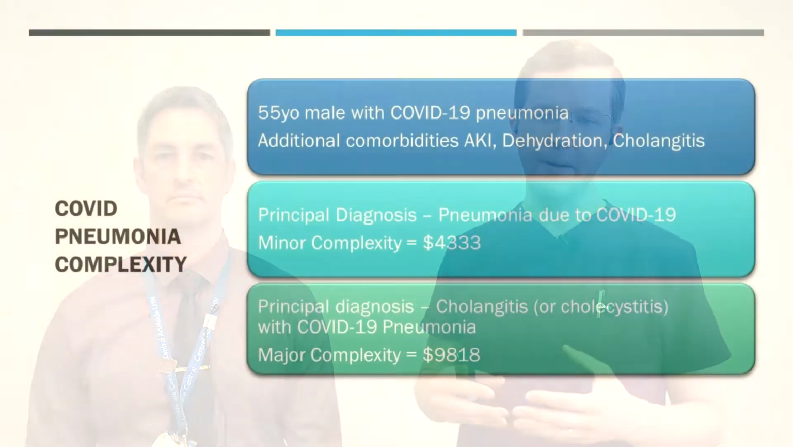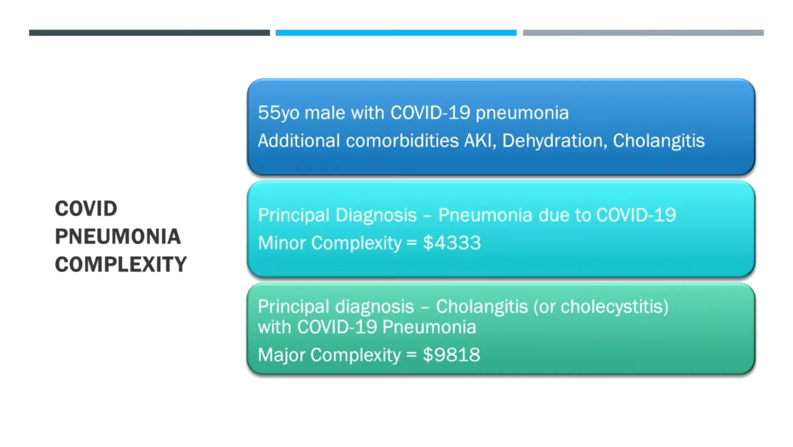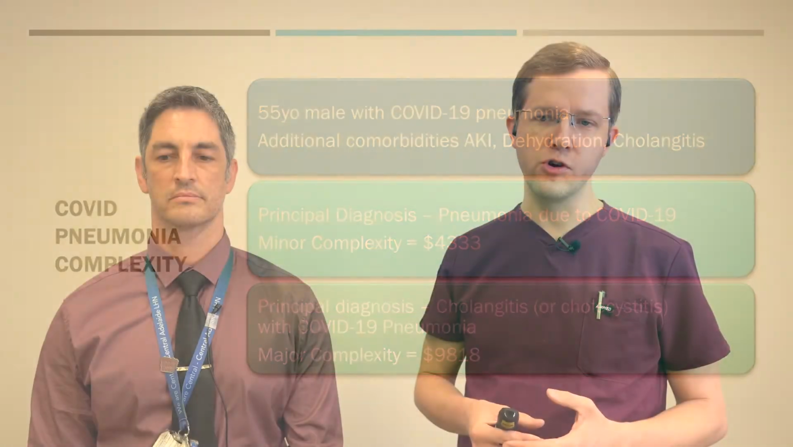And we can see here Mark's kindly provided some different alternatives of how we might code this. So if the person really presented with pneumonia being the reason they presented, shortness of breath, again coming back to those symptoms that should be clearly documented, that will come as a minor complexity pneumonia and be funded to the tune of about $4,300.